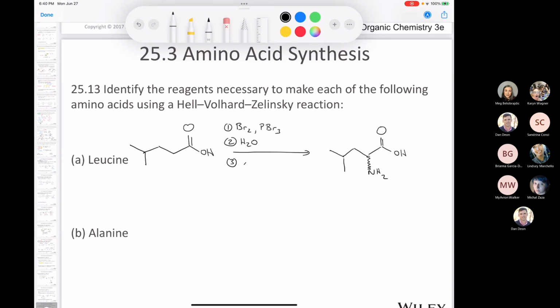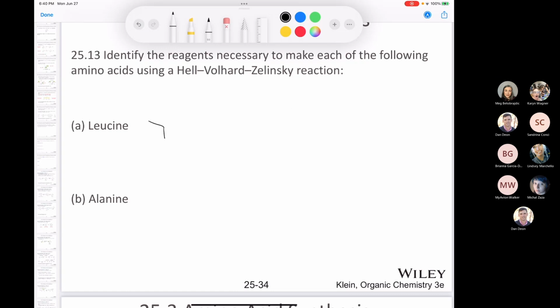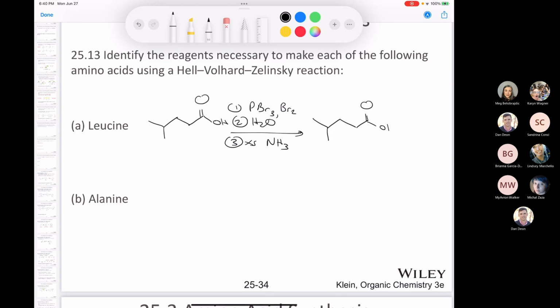And then in step 3, we treat it with excess ammonia. We're going to treat it with excess ammonia, and that's going to perform the SN2, and we're going to end up with a racemic mixture of leucine. Again, you can put that squiggle bond if you want. That just means you get a mixture of R and S, or you could just write racemic, just so everybody knows that it's racemic.